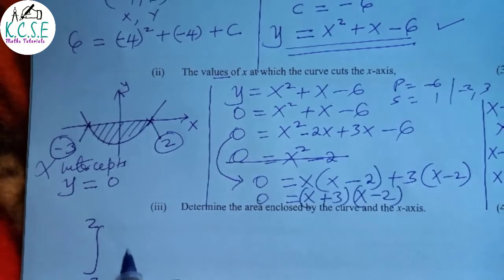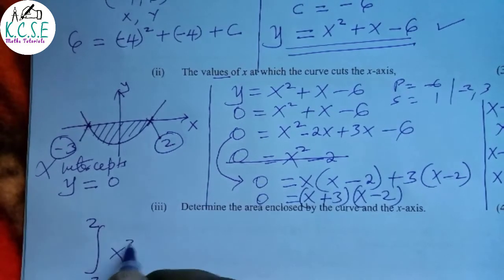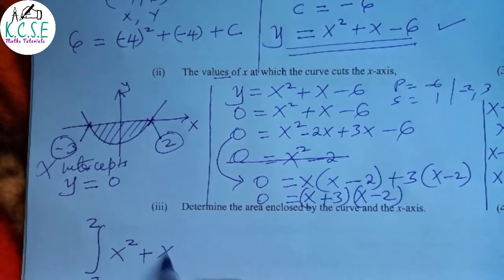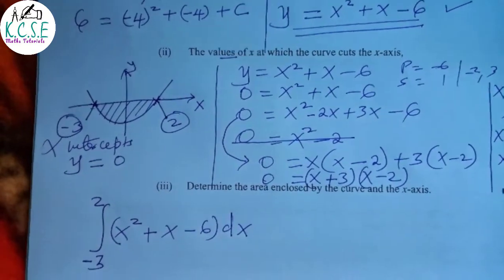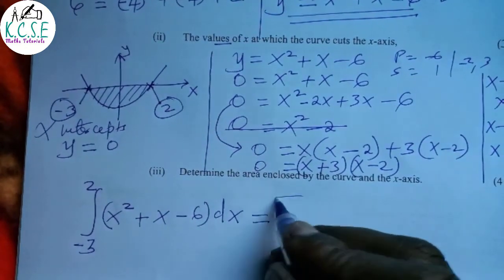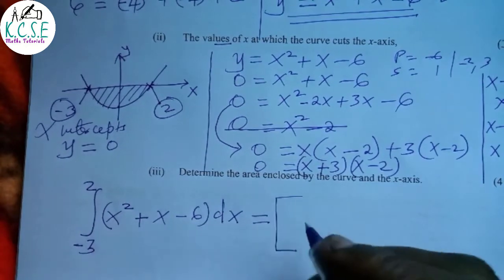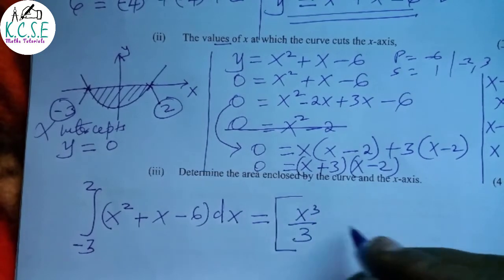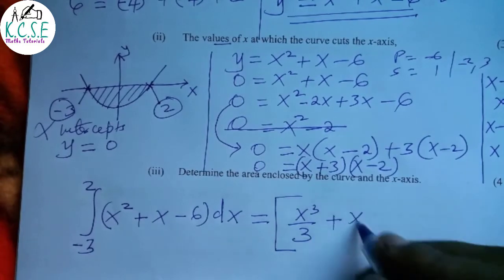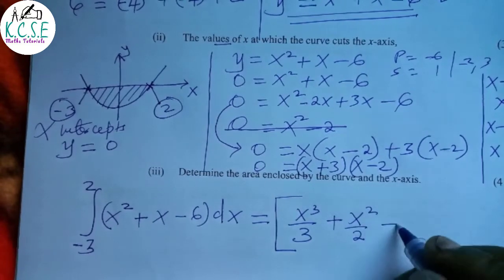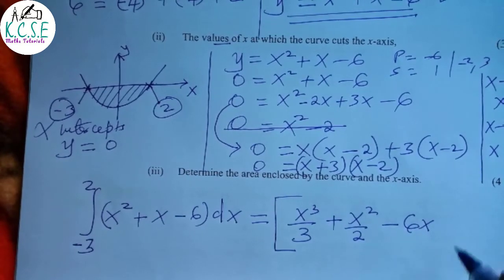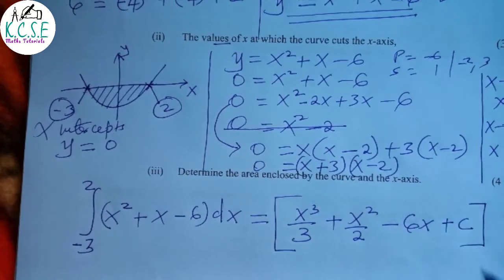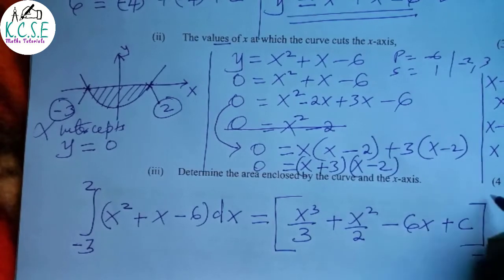So the function of the curve is x squared plus x subtract 6. Integrate this with respect to x. So integrating x squared, you get x cubed divided by 3. Integrate x, you get x squared divided by 2. Integrate -6, you get -6x. Then the constant of integration. The limits, -3 to 2.